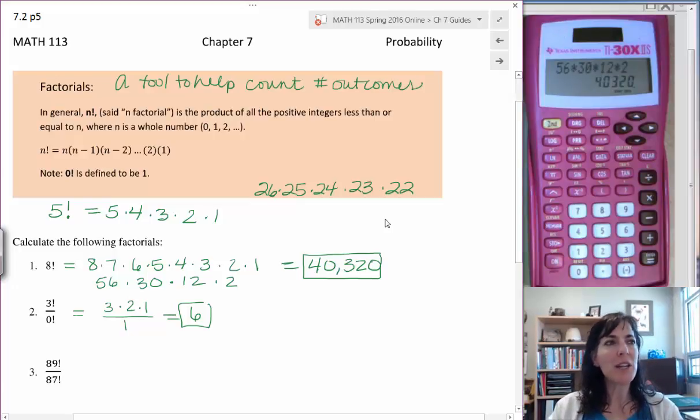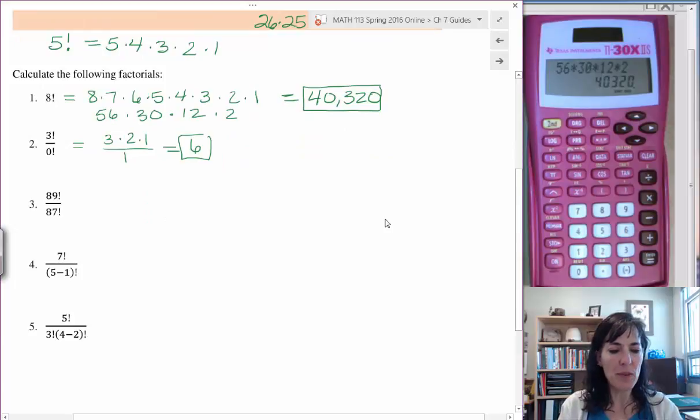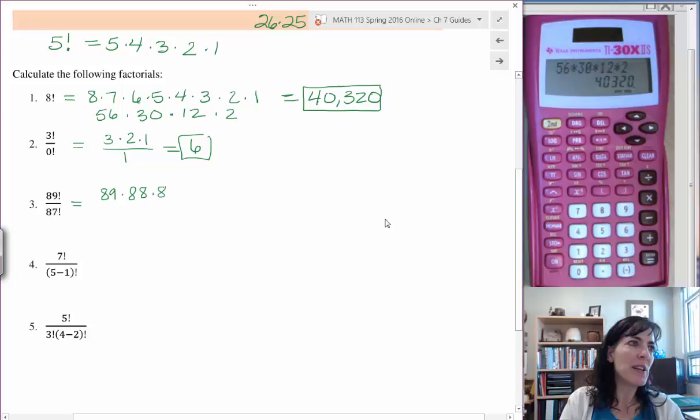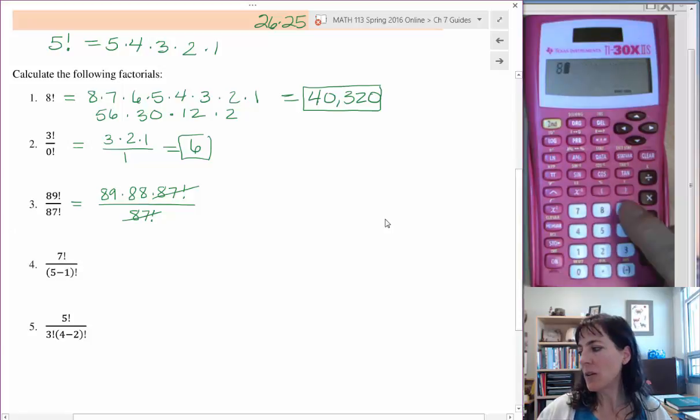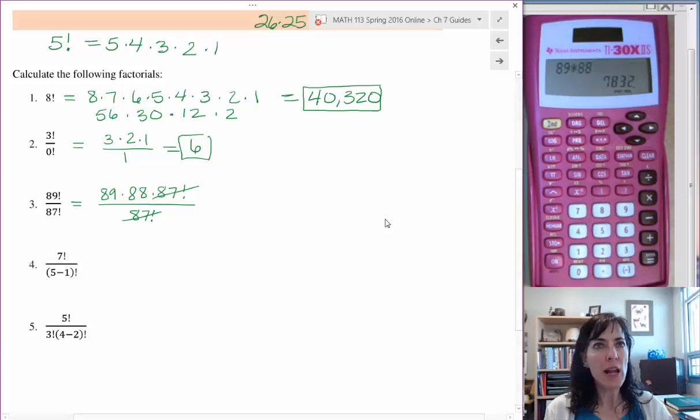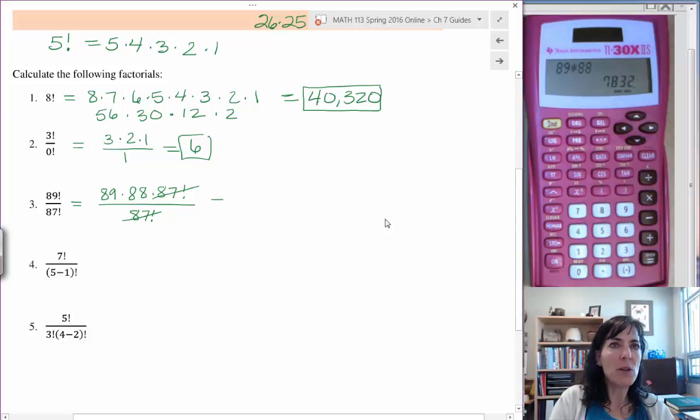Okay, here's another neat way to work with factorials, and that is to think about the numerator as 89 times 88 times 87 factorial, all over 87 factorial. Do you see why I stopped at 87 and didn't write all the rest? Yeah. So now 87 factorial in the numerator and in the denominator are the exact same thing. It's like 2 over 2. They reduce, and I'm left with 89 times 88. And I could simply find my result, which is 7,832.